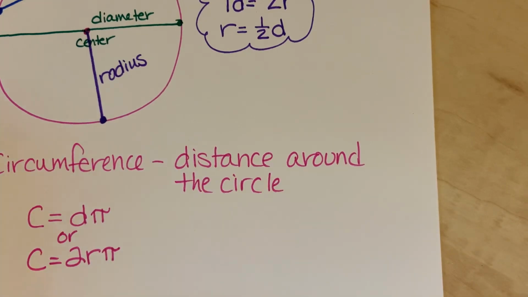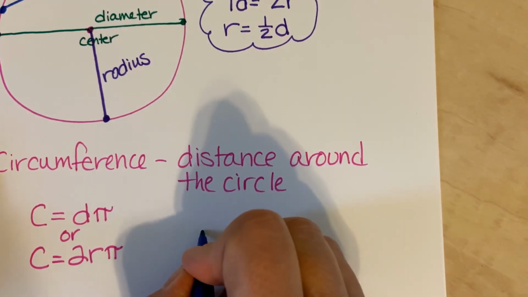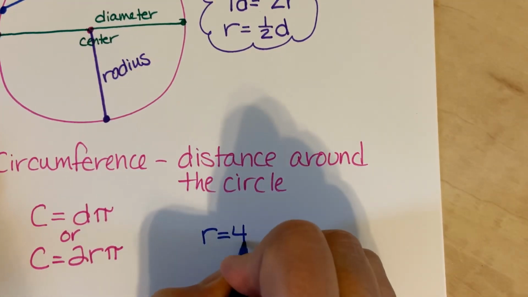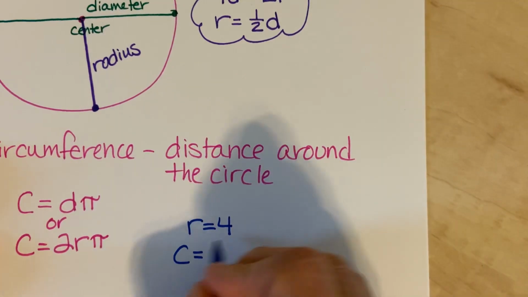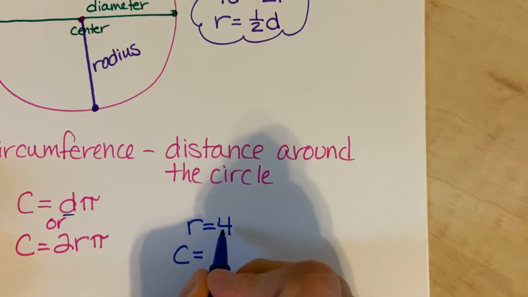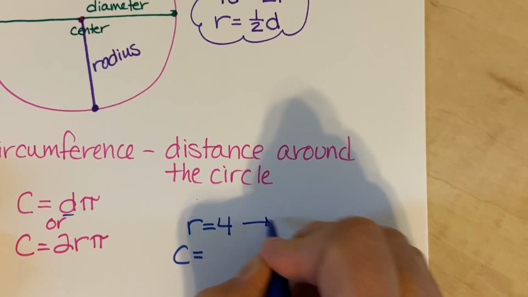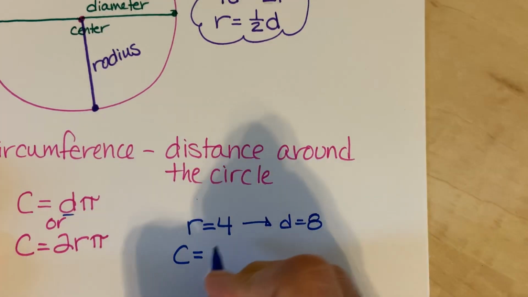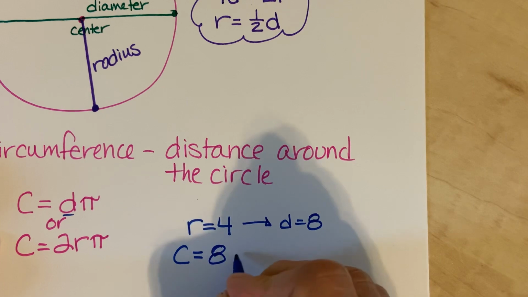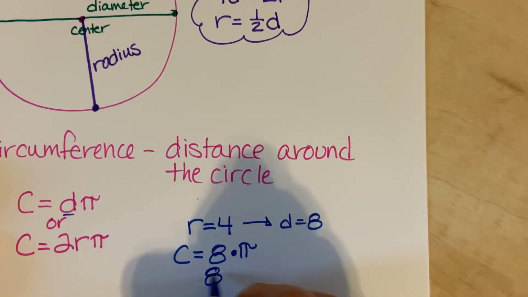So let's just do one example. If I have a circle, let's say I've got a circle with a radius of 4 and I want to know the circumference, okay? So I either use my diameter, which would be 8. So I know that if my radius is 4, that means my diameter is 8. So I can use either formula. So I'm going to say 8 times pi. We're going to use 3.14.